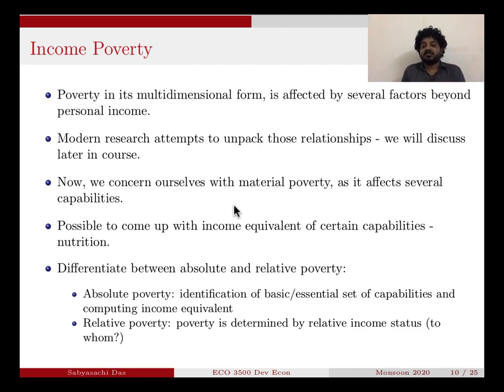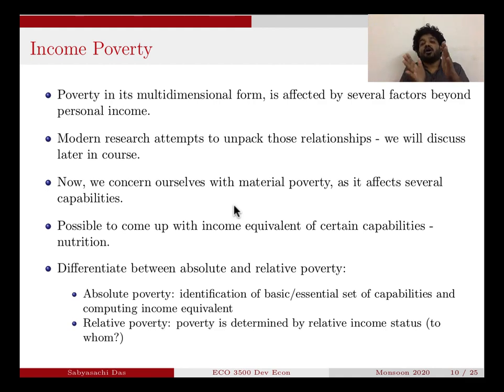So the idea is to then think about what is the income equivalent of this lack of capabilities that individuals are facing. So if you want to think about poverty as lack of capabilities, then how can you translate this lack of capabilities in terms of income? Okay? So in other words, what amount of income does an individual need in order to attain some of these capabilities? Of course, I've already discussed that not everything is attainable. So therefore, here the goal is rather limited.